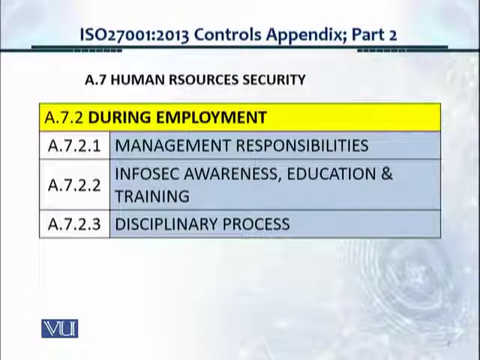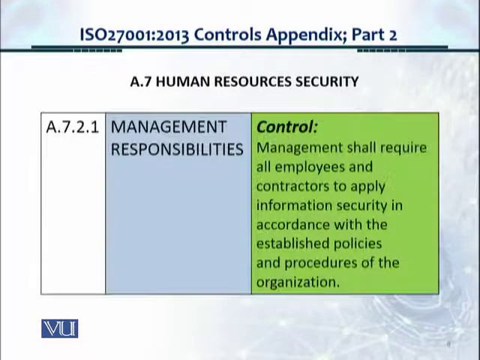Now, moving on, we're looking at A.7, the group level control, and we're now going to look at control objective A.7.2 during employment. And here we have 3 controls: management responsibilities, information security awareness, education and training, and disciplinary process. Now let's take a look selectively at some of them.